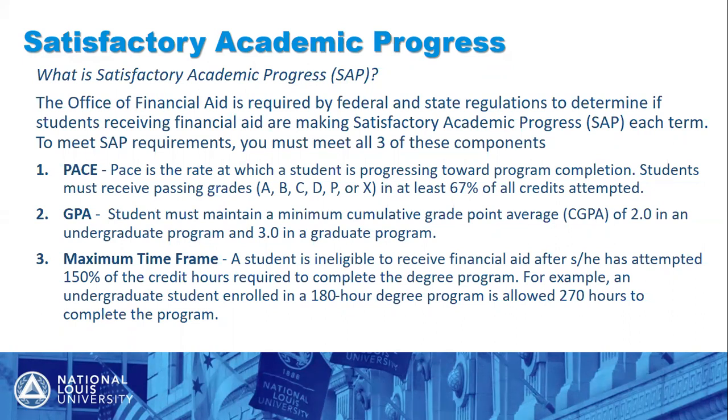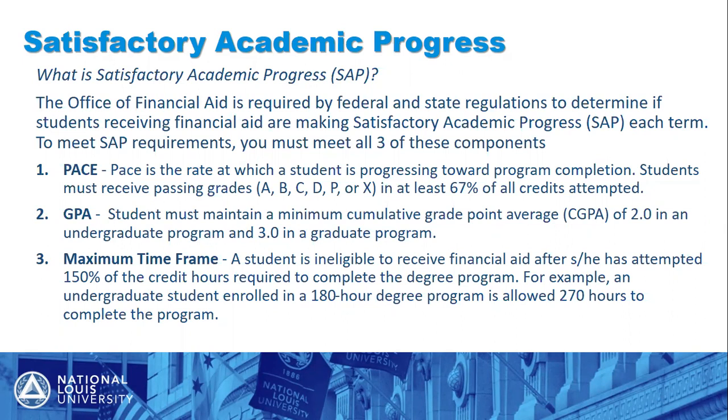First one is going to be PACE. PACE is the rate at which a student is progressing towards program completion. Students must receive passing grades listed here in at least 67% of all credits attempted. Anytime you withdraw from a class, that is what impacts your PACE. So if you do plan on withdrawing, make sure that you understand that your PACE may be impacted and down the road, you may not be able to meet that 67%.